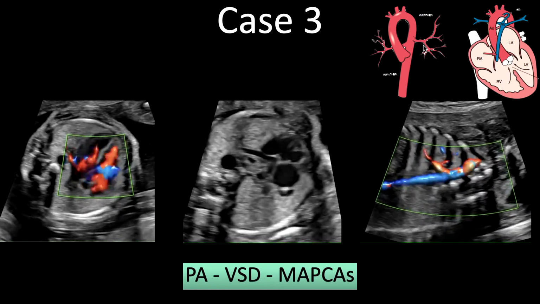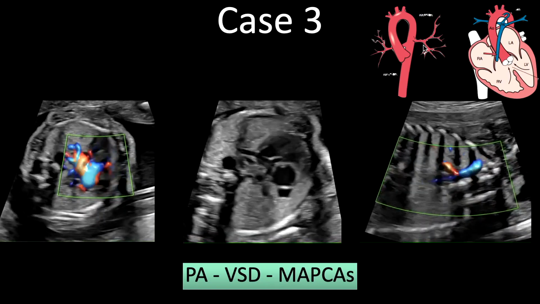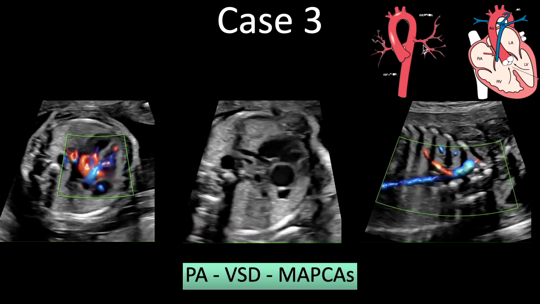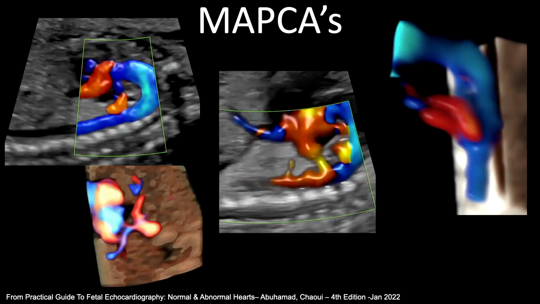So this is a very serious malformation, right? It's much more associated with worse prognosis than your classic tetralogy of Fallot feature. Here are other fetuses on 3D rendering showing you the origin of these MAPCAs coming out from the aorta. Here, and this is on cross-section showing you going to the lungs.